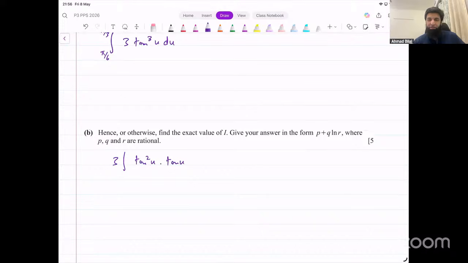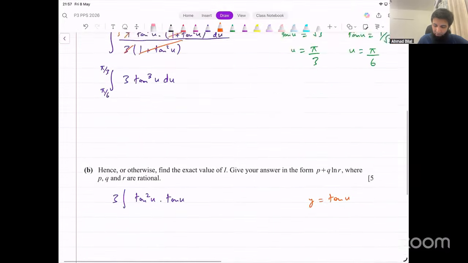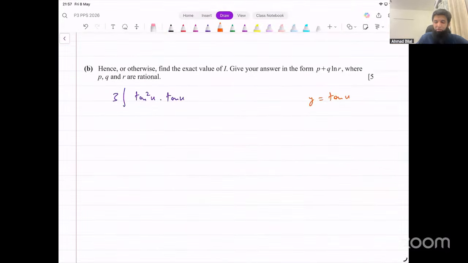Now you can do it using substitution as well. The substitution that we used to use was u equals tan. Now in this case, the variable is also u, so you'll have to use some other letter. I don't know, let's say y equals tan u. Have they used y anywhere? No. So you can say y equals tan u, use the substitution, and then do it using that.